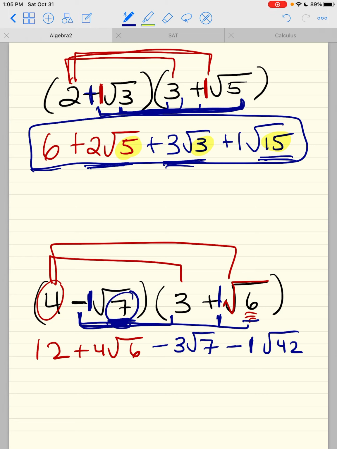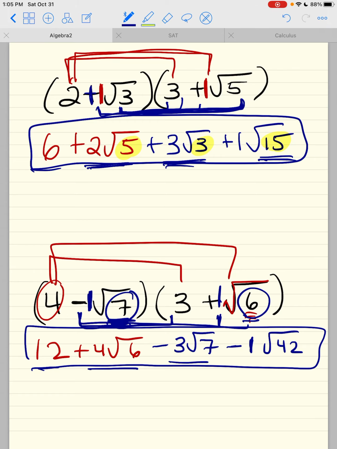You could multiply numbers underneath the radical together. This is fine, this is fine, this is fine. 6 is not a prime, but it can't be broken down where one of them is a perfect square. 42, I can't think of two numbers that can go into 42 where one of them is a perfect square. So I think we're safe there. So this is our final answer.